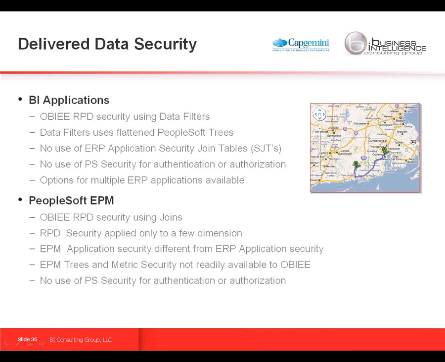PeopleSoft EPM product uses some security joins to filter data, but those security joins are not applied universally. They're only applied to a few dimensions in the warehouse, and they are based on the EPM security tables, which is something that essentially has to be maintained differently than the ERP application, and the delivered ETL tools and security jobs from EPM do not actually take any of the PeopleSoft application security. You basically build and maintain that stuff in your EPM application.